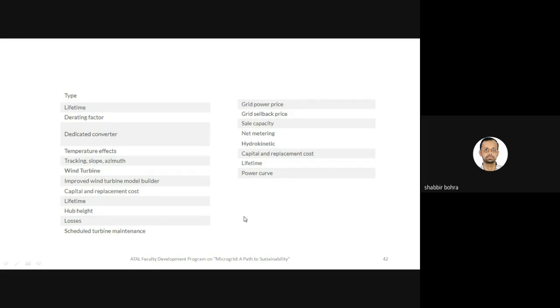Apart from that, you can give the derating factor of them, temperature effects for wind turbine. You can specify the improved wind turbine model builder using the capital and replacement cost, lifetime, hub height even you can change. So that has very significant impact on the generation of the power for the different hub heights.